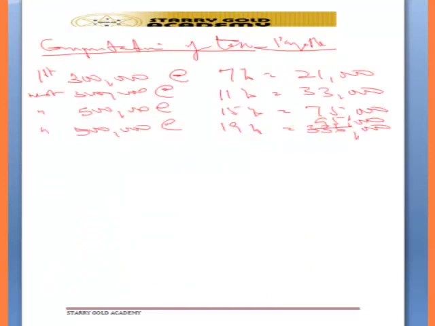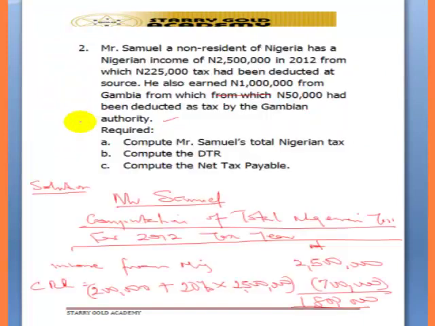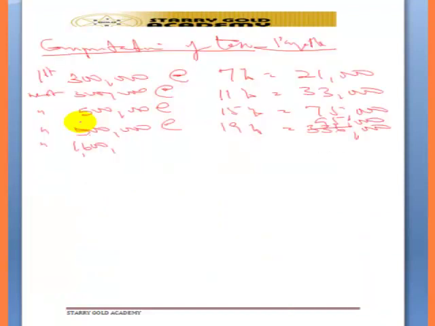Then next is 1,600,000. Now we have to be very careful. The total from here to this place is already 1,600,000, and we are to tax 1,800,000. So what we are going to do is just take the 1,800,000 and minus 1,600,000 from it and multiply by the next one, which is 21%.